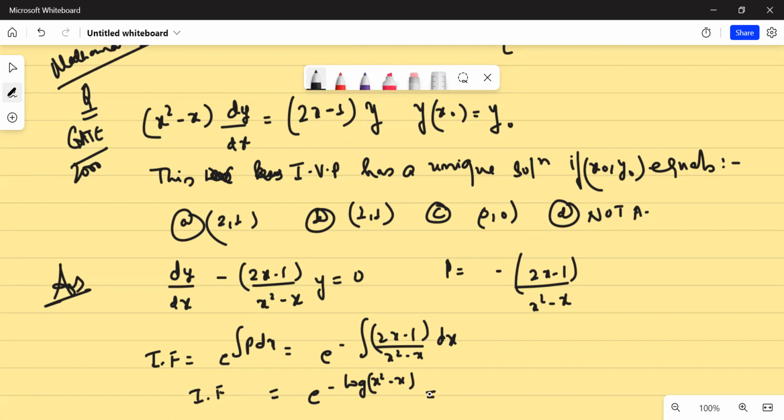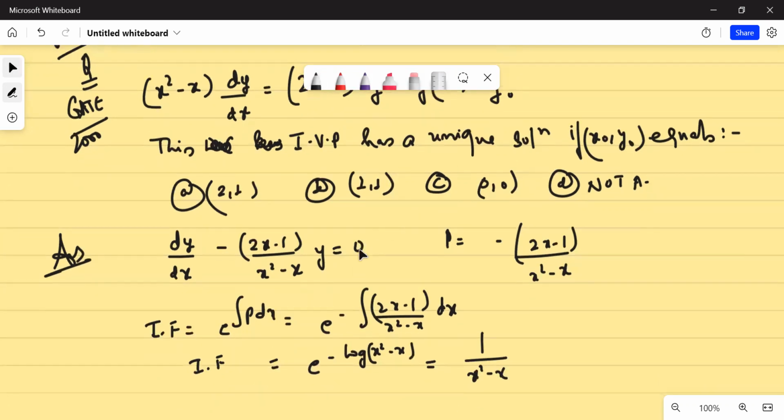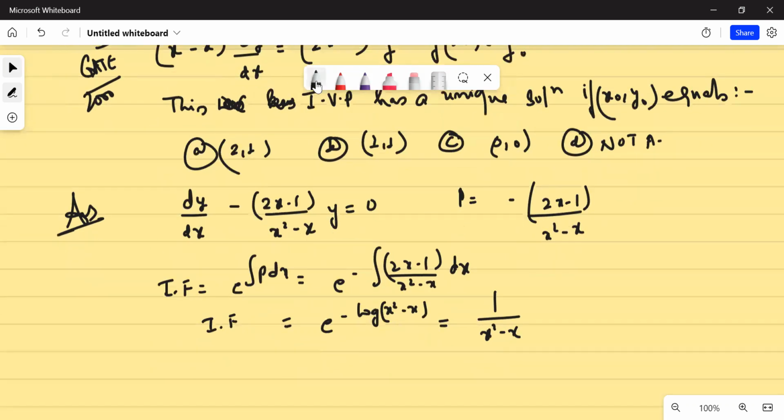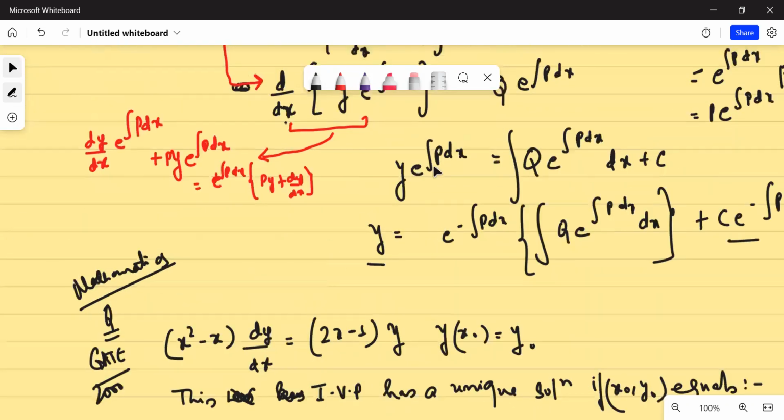Yes, sir. Okay, so you'll get, I think, 1 over x square minus x. Now you see, your q is 0 here. Your q is 0 here. So integration of q would only give you a constant there. So y into integrating factor, that is 1 upon x square minus x, would be some constant. Is that clear?